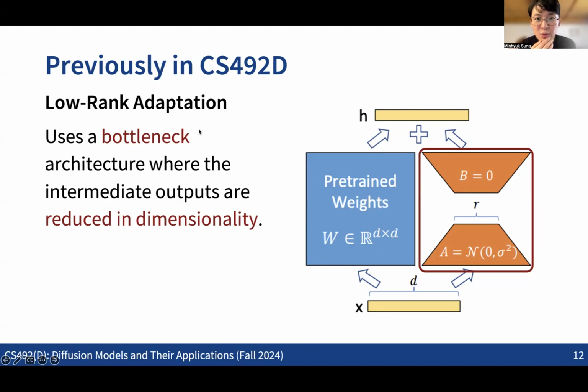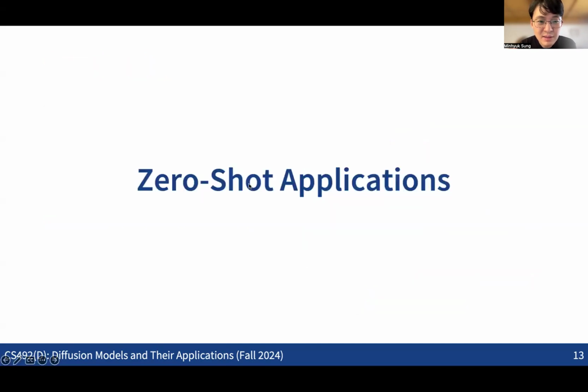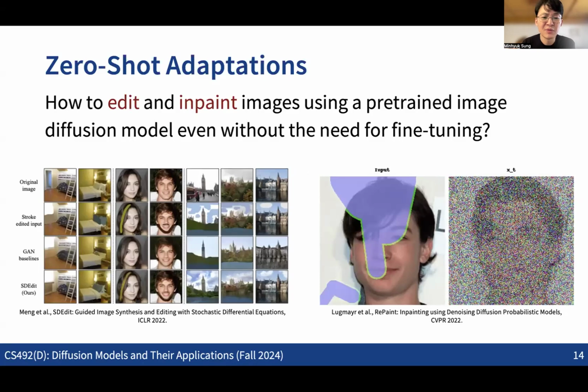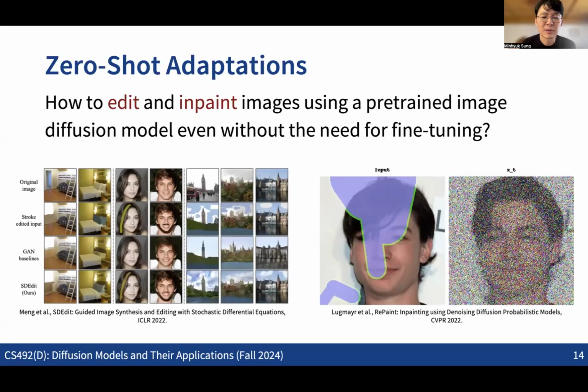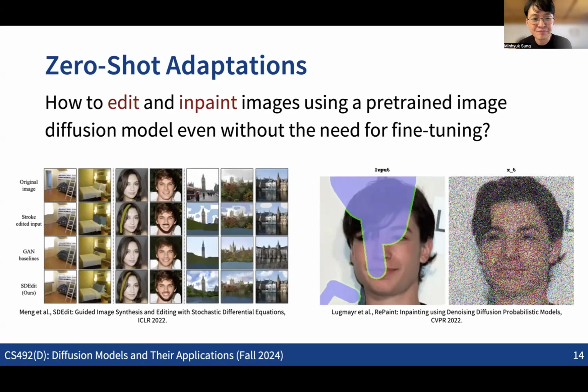Cool. So before we start the session for assignment 3, I'd like to briefly wrap up the things that we couldn't discuss last time, which was about zero shot applications. ControlNet and LoRA were ideas about fine tuning pre-trained diffusion models for specific applications. But here the question is, even without any fine tuning, can you also utilize the pre-trained diffusion models for editing or in-painting tasks?